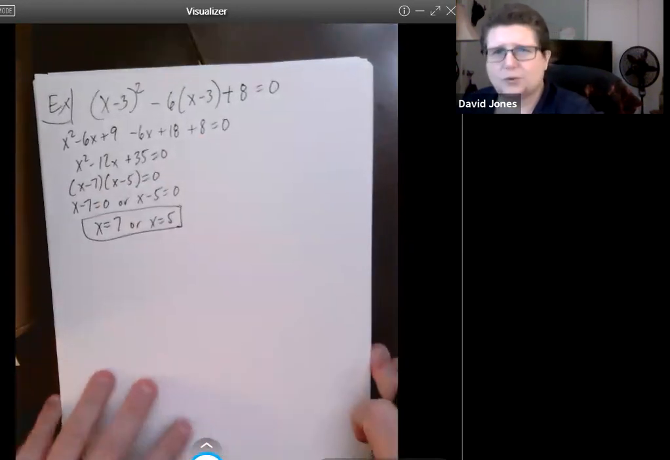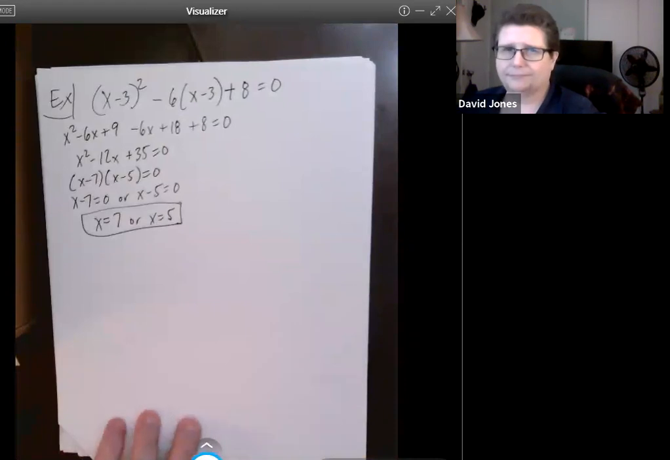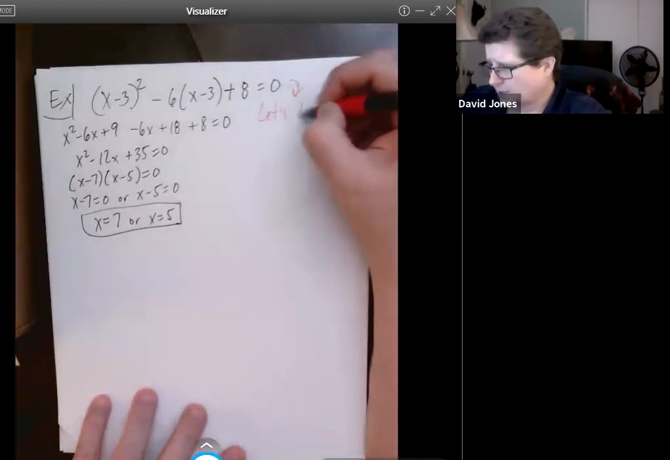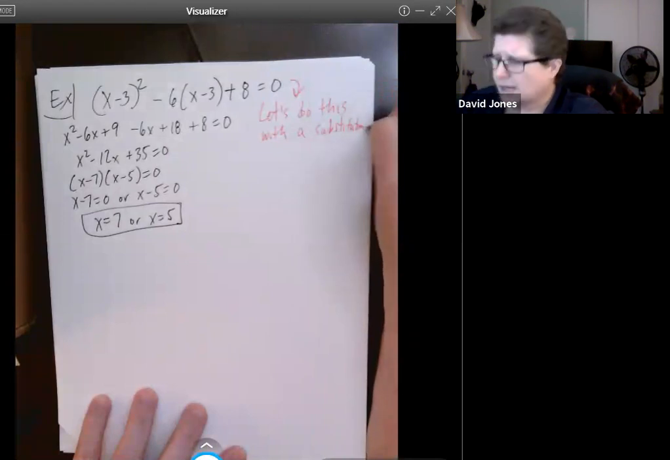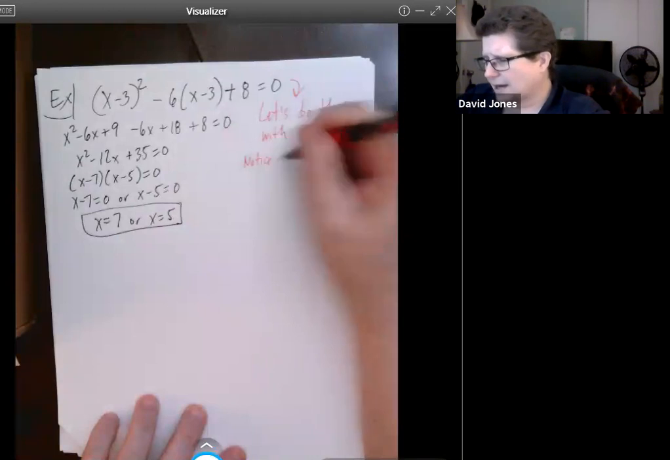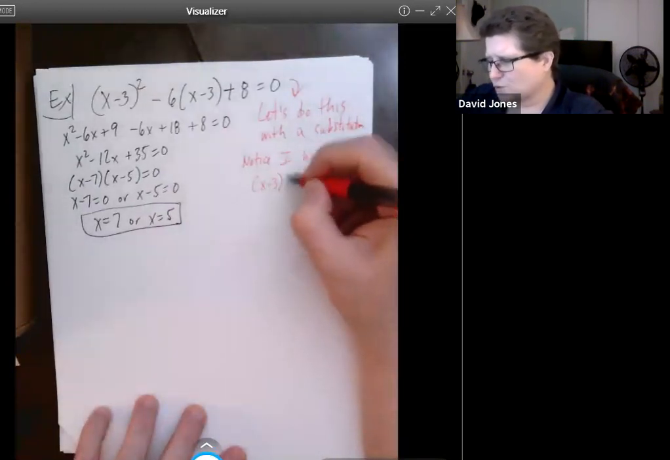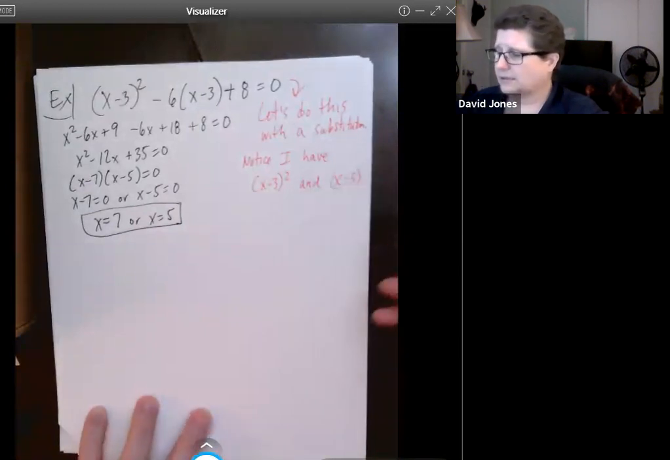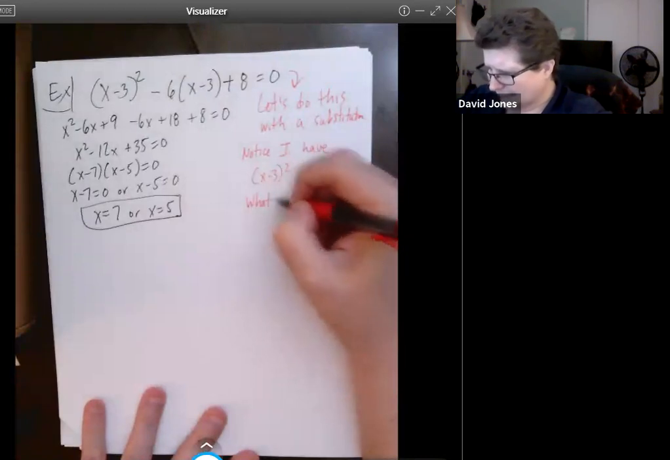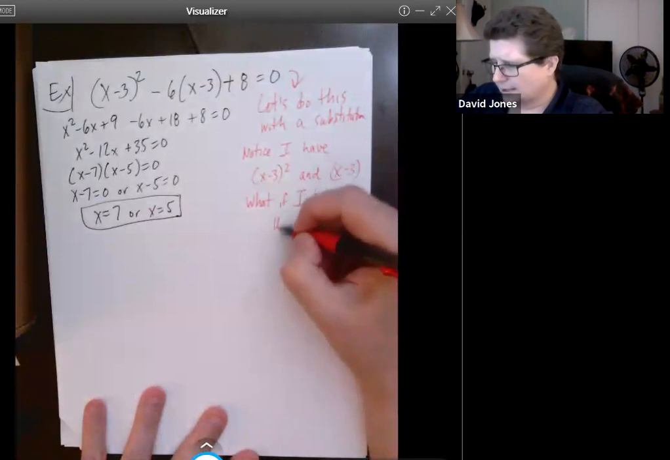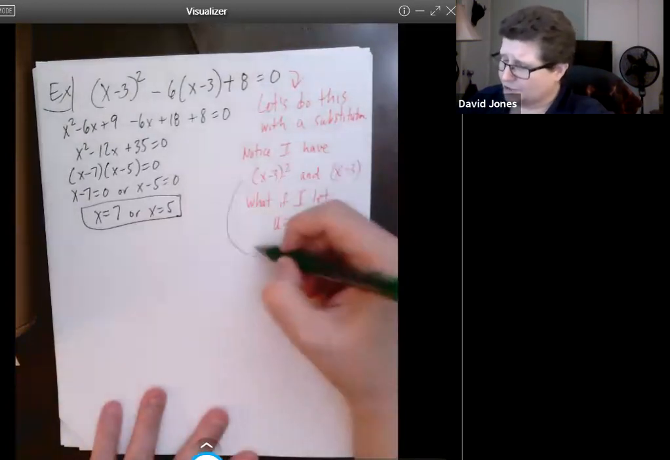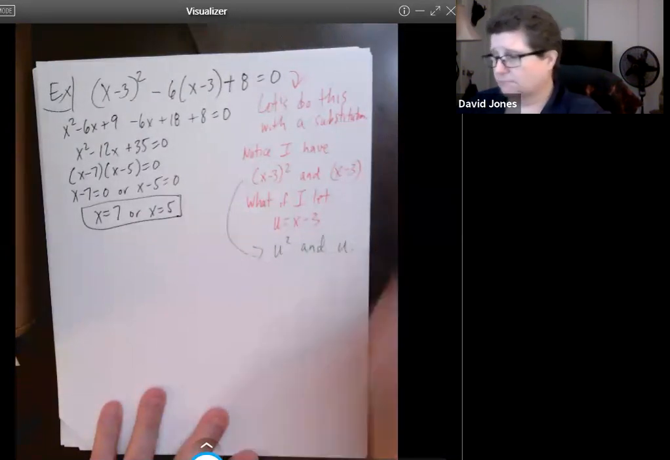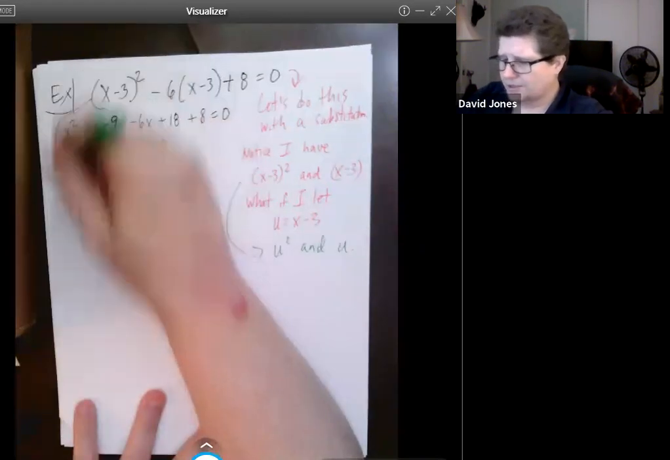Now, doing this approach wasn't too hard on this problem. Some problems are a lot harder, so let's do this with the U-sub method, with the substitution. Notice I have (x - 3)^2 and (x - 3). What if I let u equal x - 3? Then that turns into u^2 and u. So I'm going to do that here. U-sub method.